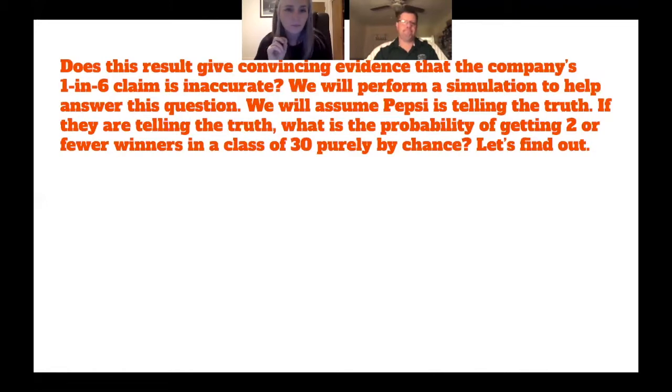So only if we all open them and only 2 people have won, do we think the company is lying to us? If only 2 people in the 30 open their soda, look at the cap, do we say, Pepsi Cola, you are a liar? That would mean only 1 in 15. If there were only 2 bottle cap winners, that would average out to be 1 in 15, which is a pretty big fib.